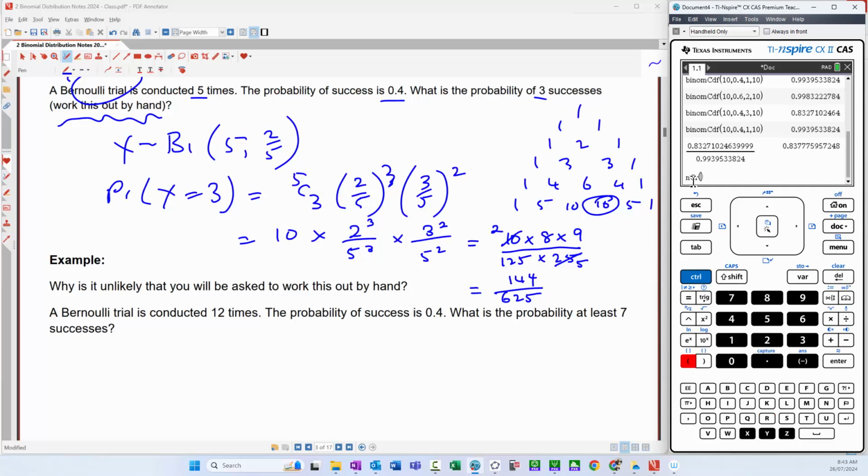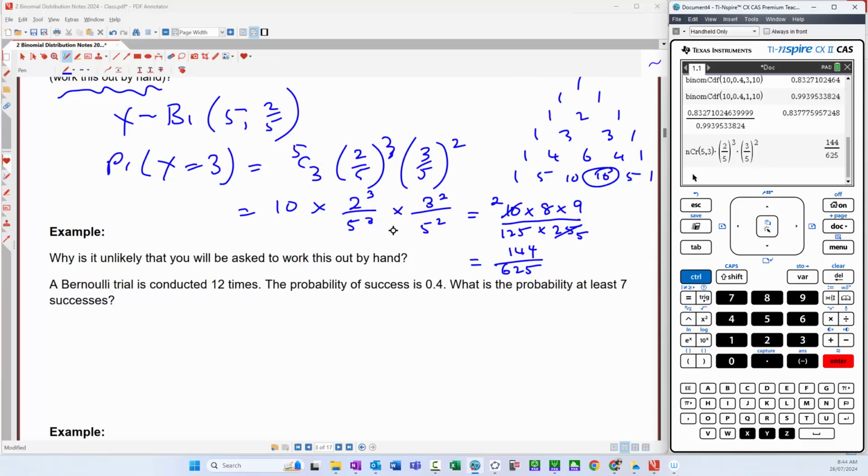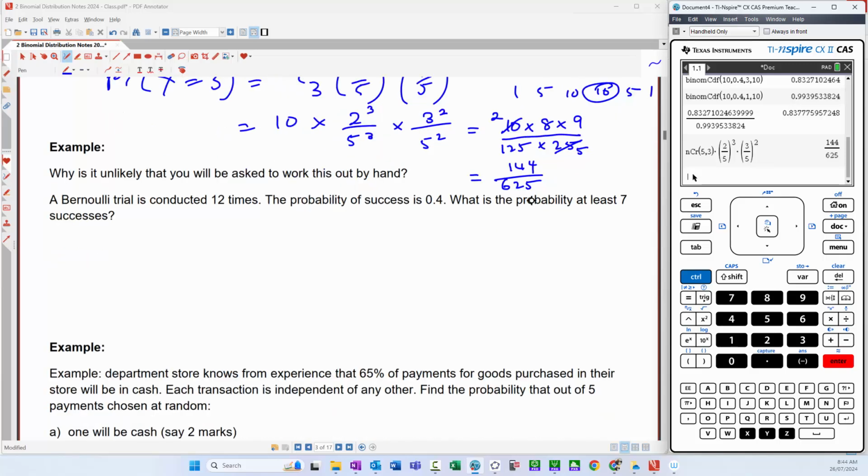So nCr 5, 3 times 2 over 5 to the 3 times 3 over 5 to the 2. And you can see that's just going to be typical Exam 1. These are all calculations you need to be able to do for Exam 1. So you can't be assuming that this is going to be tech active. In fact, assume that it's not.